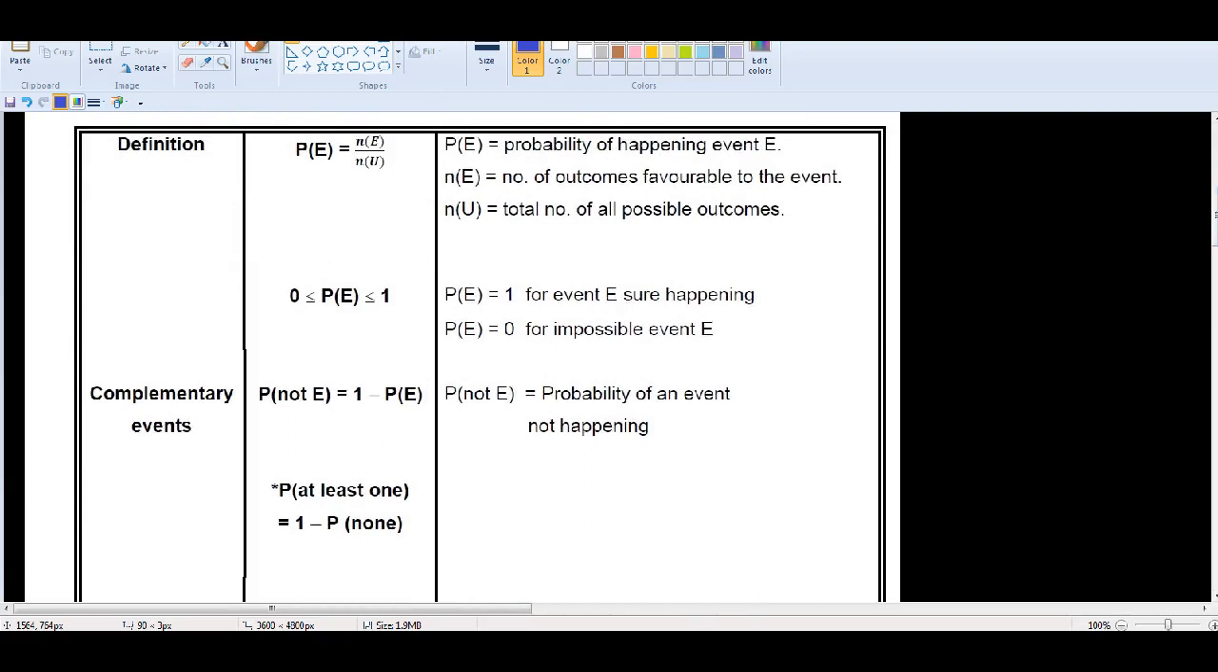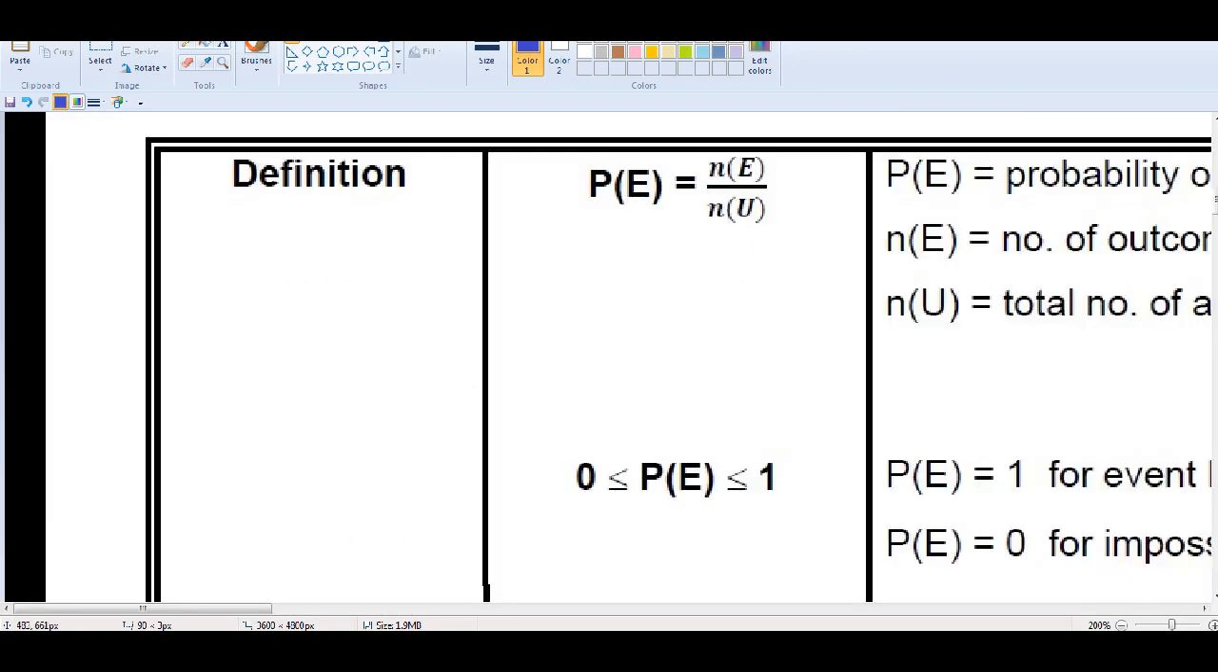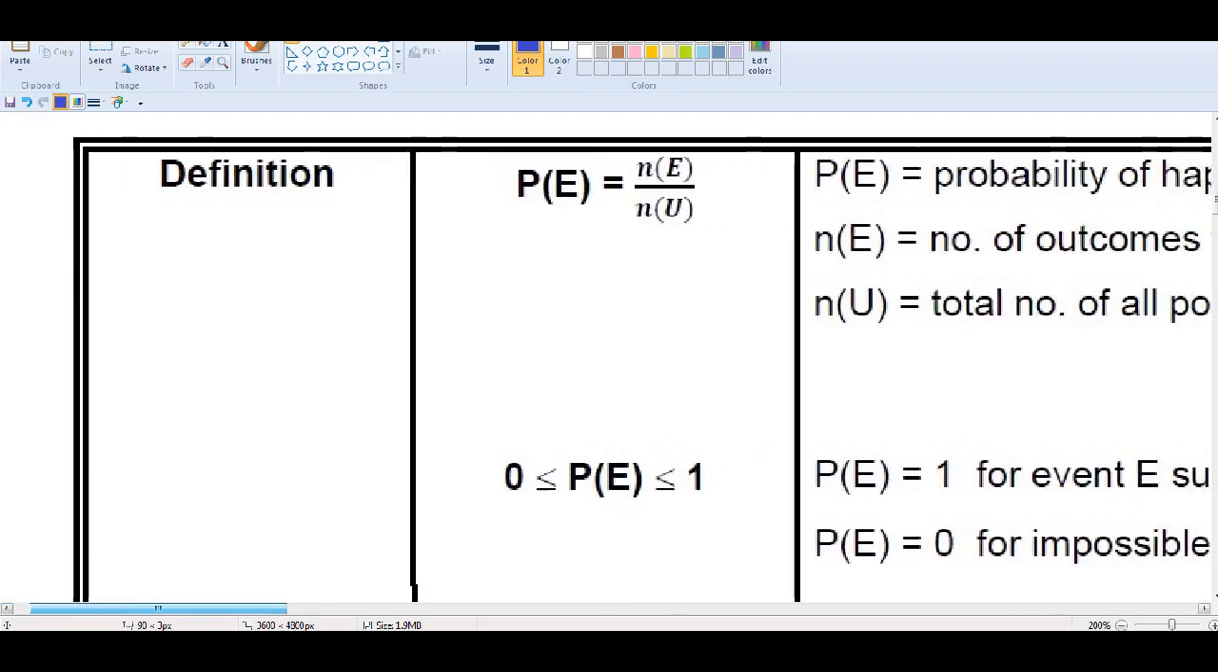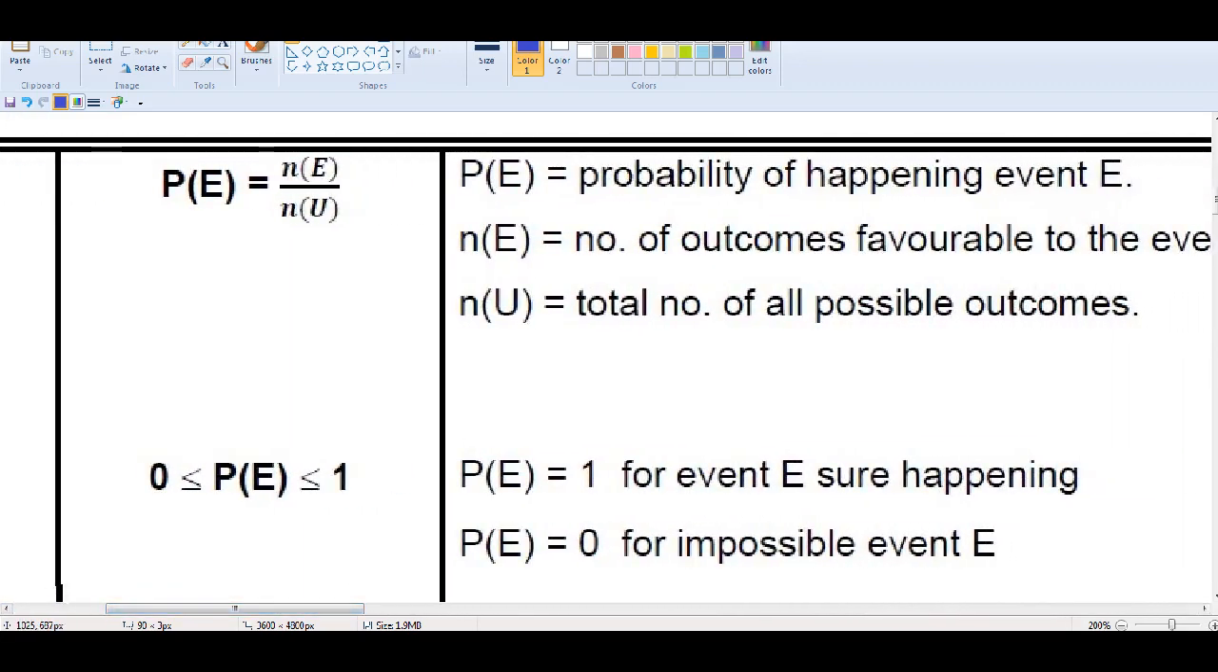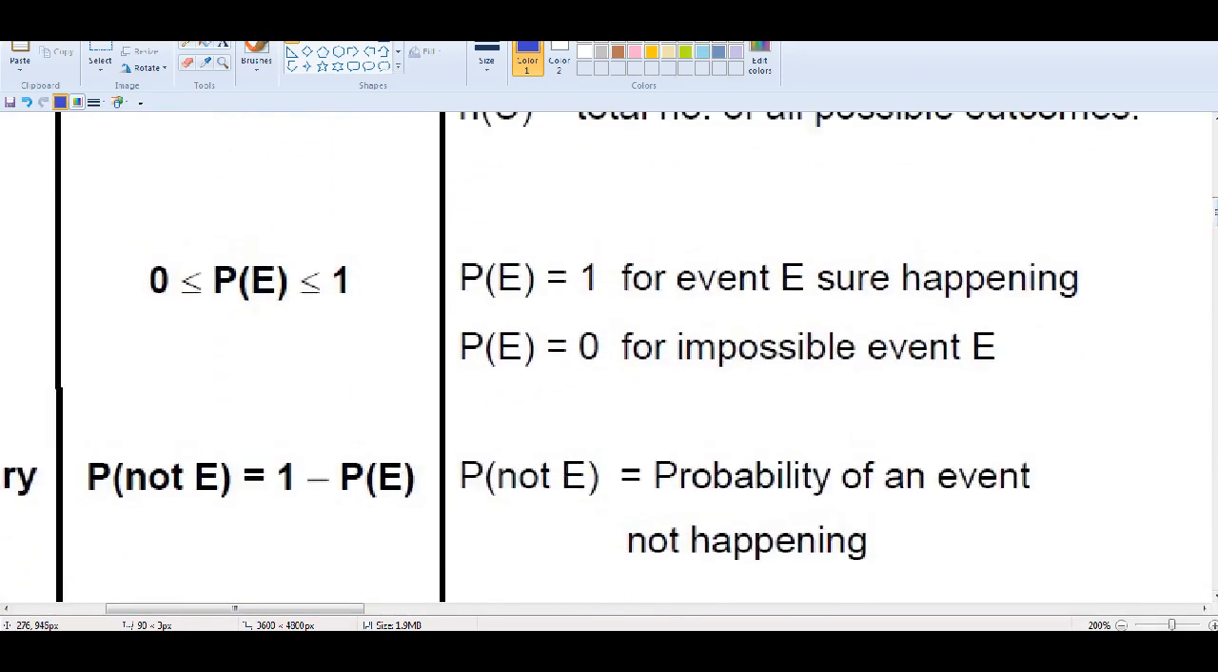If we know what we mean by sample space and events, then the probability of an event is the number of elements in the event divided by the number of elements in the whole sample space. So it's just a fraction. Here's the definition: P(E) means the probability of event E.